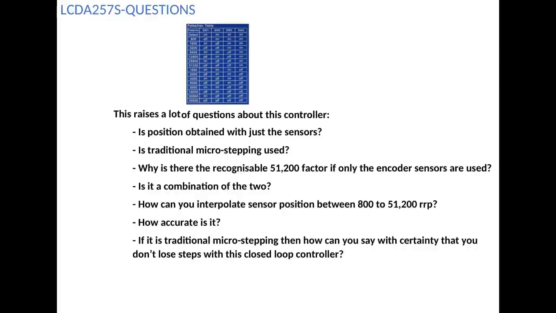If it uses traditional microstepping, then how can you say with certainty that you don't lose steps with this closed-loop controller? I can find no published information on how accurate or repeatable closed-loop controllers of this type are at high PPR settings, nor any information on the methods actually used. Unfortunately, I don't have the measuring equipment to test all of this. Hopefully someone out there knows and can tell us. It would be good for someone to demonstrate whether you really do get high precision accuracy by selecting greater and greater PPR values.